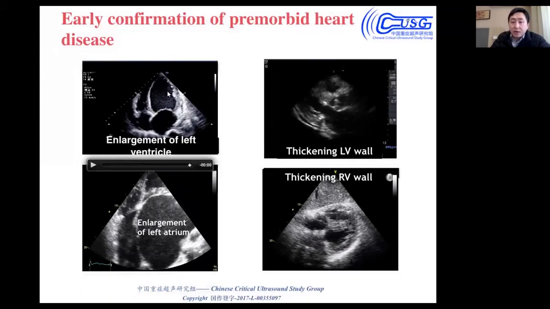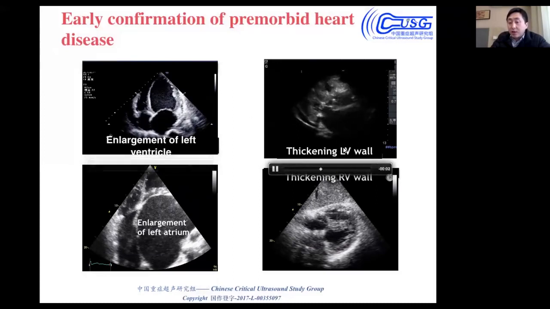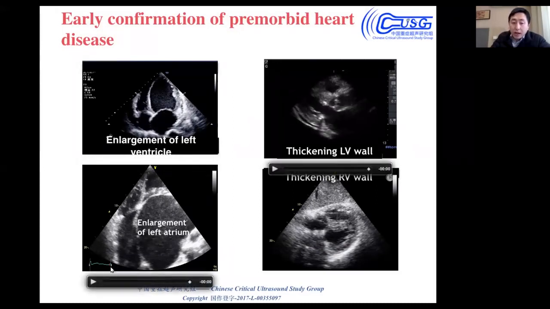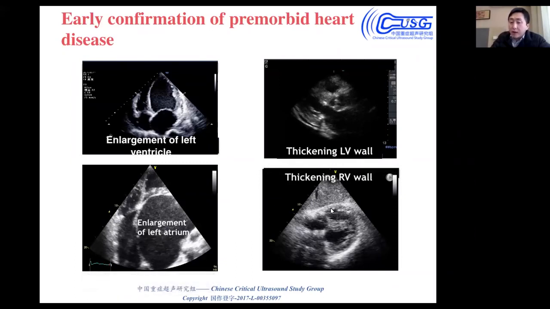there's an enlarged left ventricle and enlarged left atrium, and we see the thickening of the left ventricular wall, and we see the thickening of the right ventricular wall. This may all indicate that the patient has chronic heart disease, and if such a patient got COVID-19, you can know the risk before the patient is admitted, before the patient becomes severe.